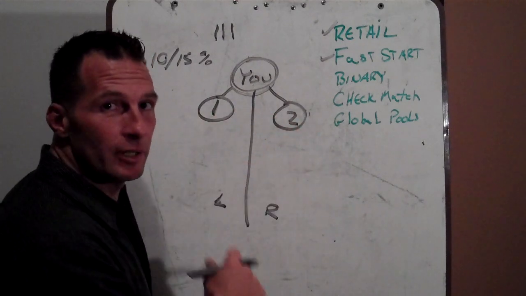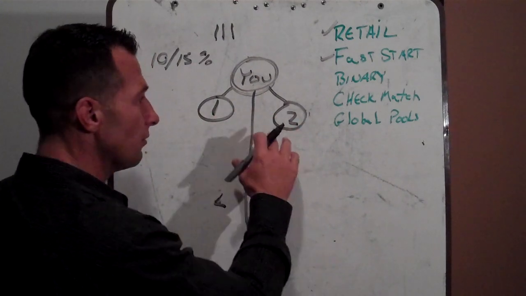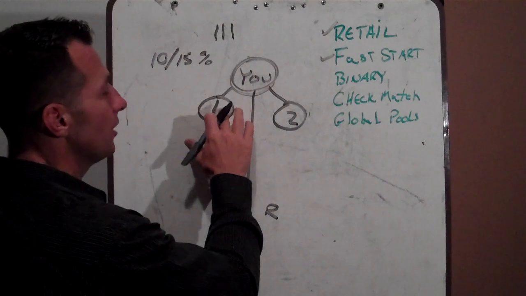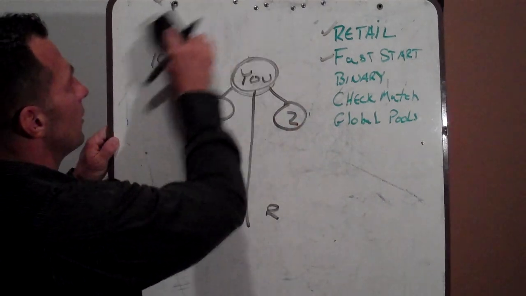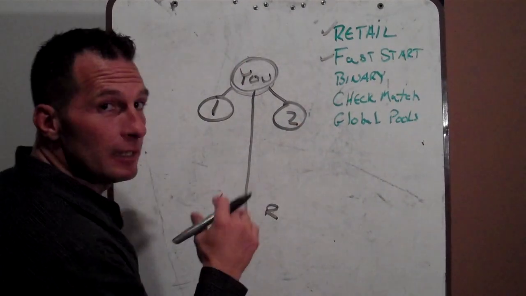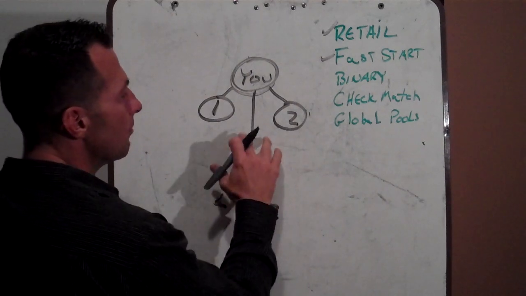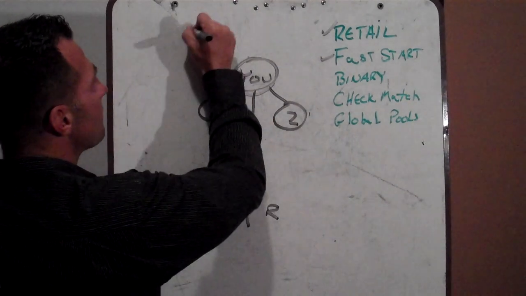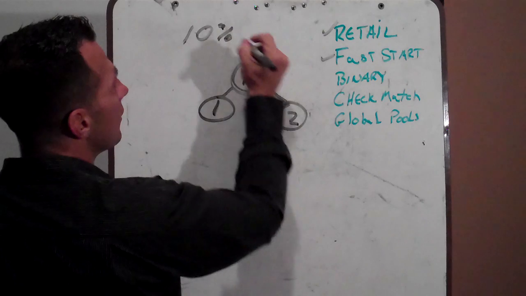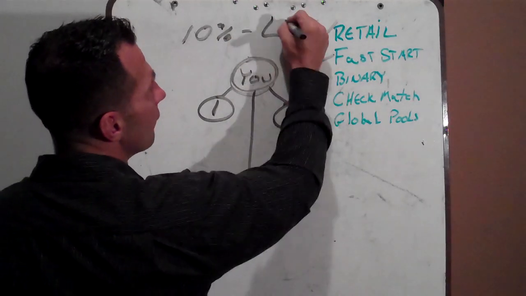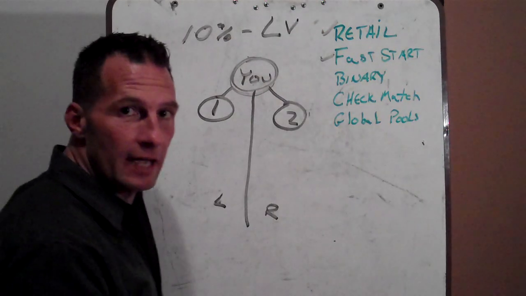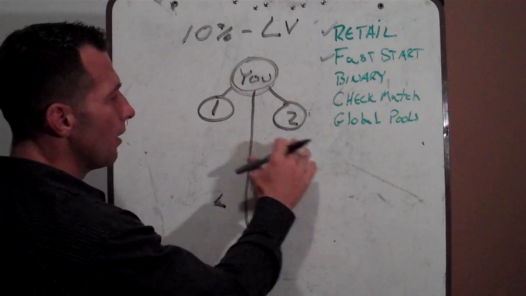You don't have to have somebody on each side for the fast starts, but for the binary, you have to have somebody on your left and somebody on your right. Okay, and I'm going to just keep this clean so we can keep track of what we're doing here. In the binary, you get paid 10% on the lesser leg volume, LV, off an organization.